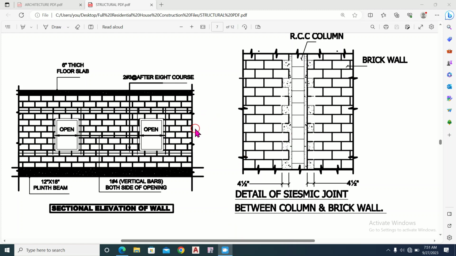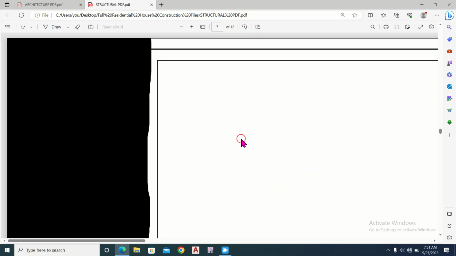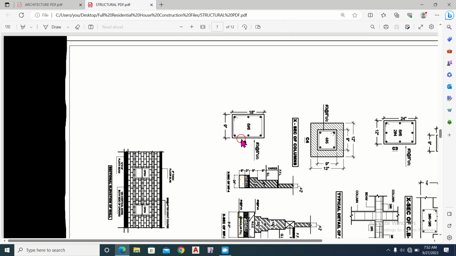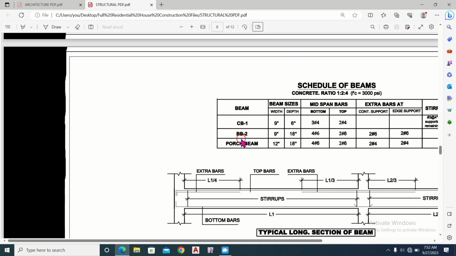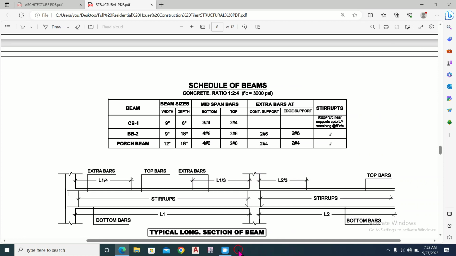So now we will proceed to another structural drawing regarding the beam details that have been used in this building, for which we have studied the different portions in the previous video. Now we proceed to the structural drawings of the beam. So this is the beam detail. Here we have to discuss the beam details.